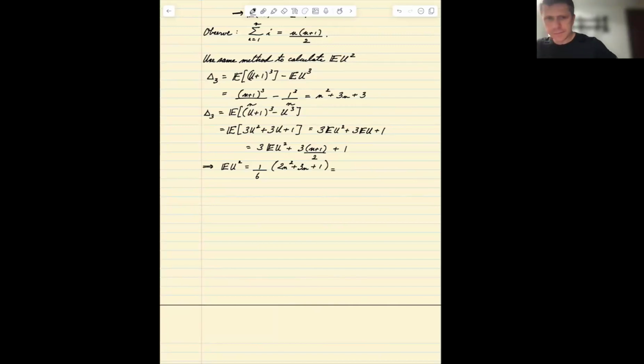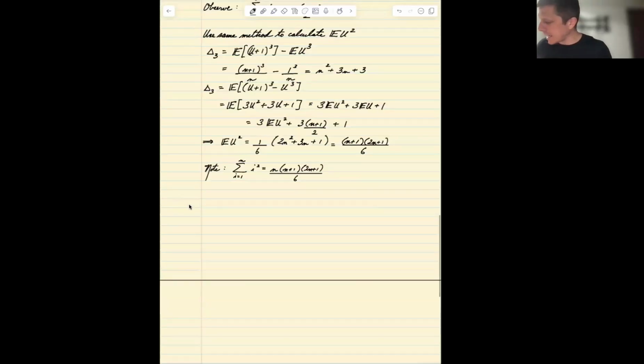This is equal to (n+1)(2n+1)/6. And we can note further that this gives us the sum of the first n squares, which is n times (n+1) times (2n+1) divided by 6.